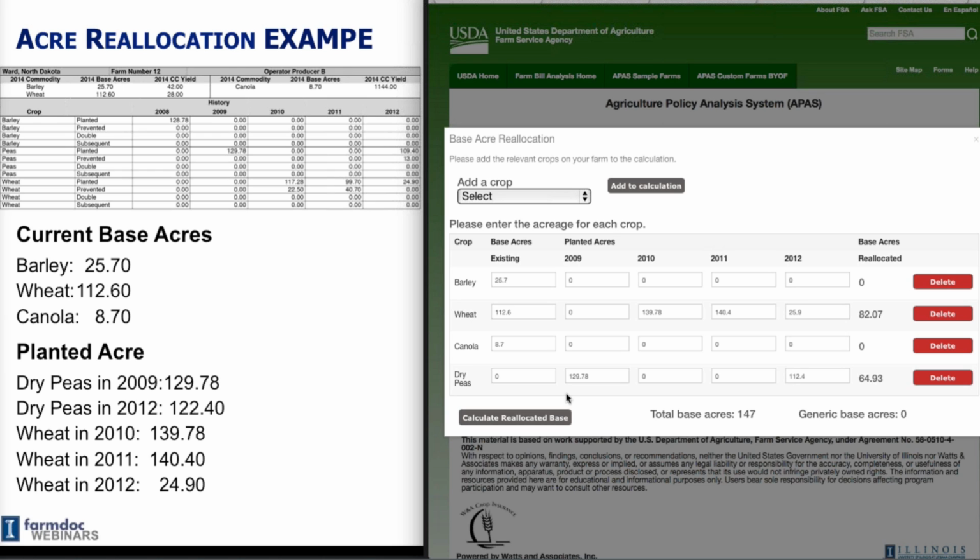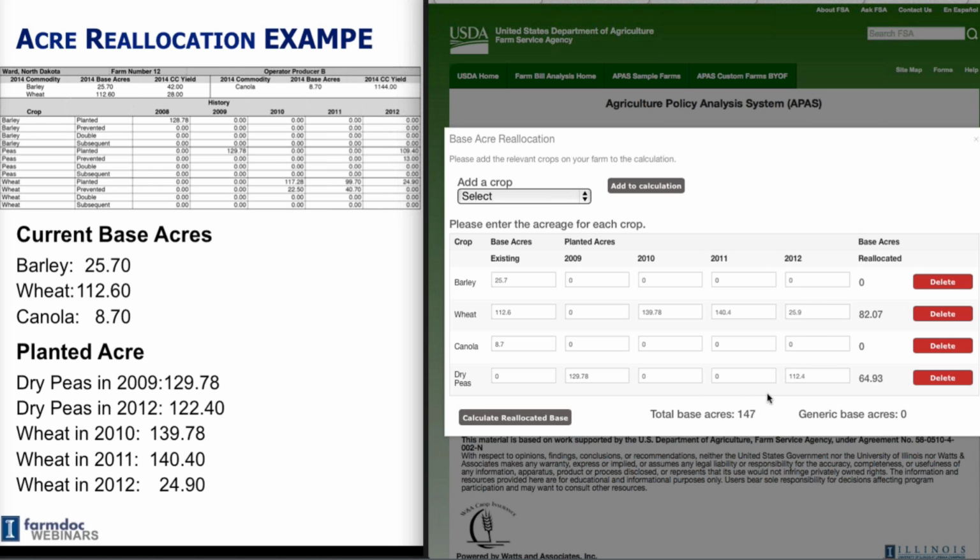There is a difference between a missing yield, or a yield not existing, in the payment yield update versus a very low yield or a zero yield. Whereas in base acre reallocation, if you didn't plant, that needs to be entered as a zero, because that does impact the reallocation calculations.